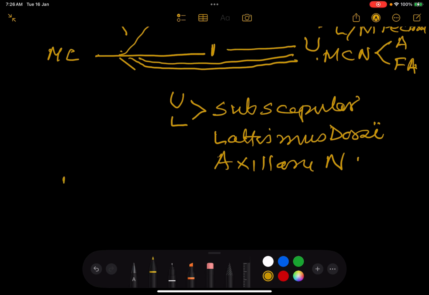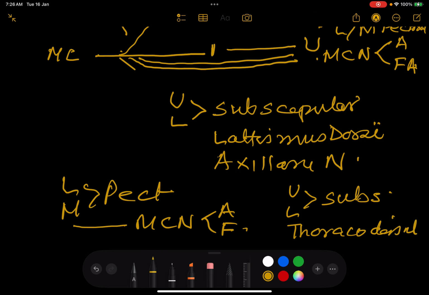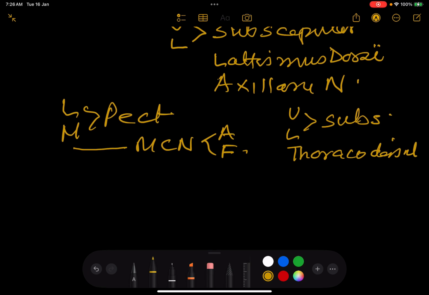To repeat, first say lateral medial pectoral, lateral medial cords. Then from the medial add additional medial cutaneous nerve of arm and forearm. And then proceed to say from the posterior cord, upper, lower, subscapular, thoracodorsal or nerve to latissimus dorsi, and axillary.